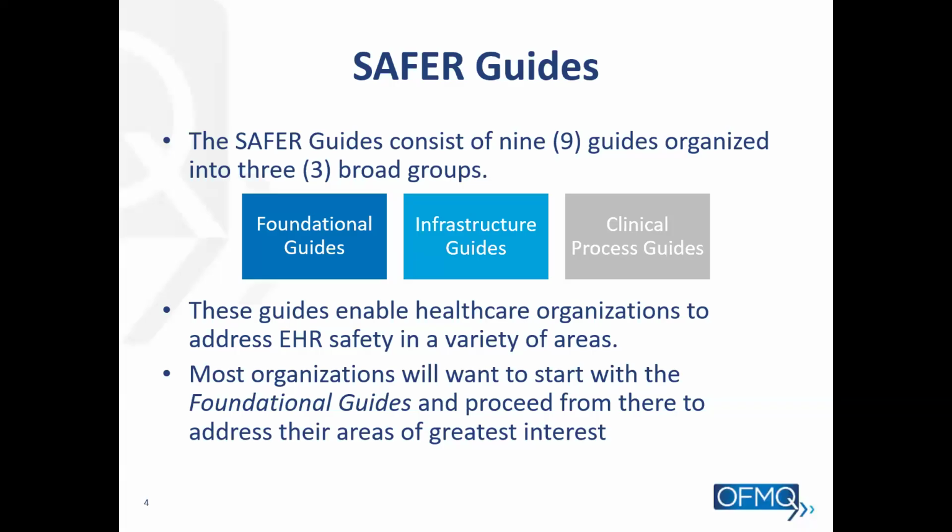So SAFER guides consist of 9 different guides total, and they're organized into 3 broad groups. These 3 groups are foundational guides, infrastructure guides, and clinical process guides. A little bit later in the presentation, I'll talk about all 9 guides and what is included within those, but I just wanted to give you an overview of how they're broken down. So again, these guides enable healthcare organizations to address EHR safety in a variety of different areas within these 3 groups.